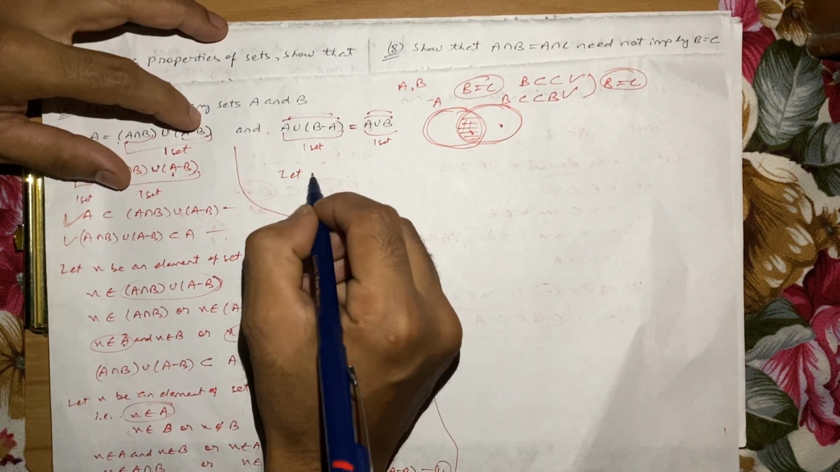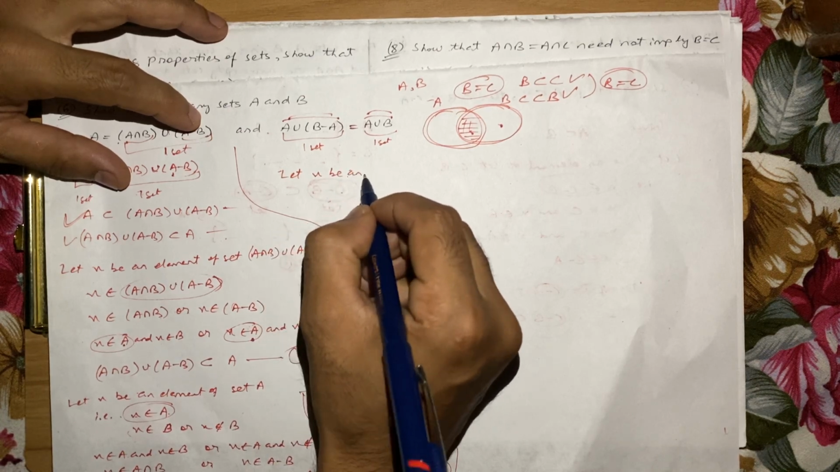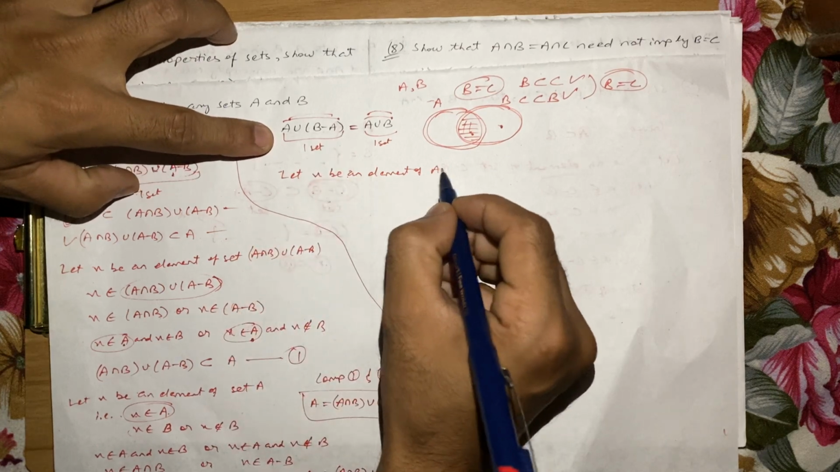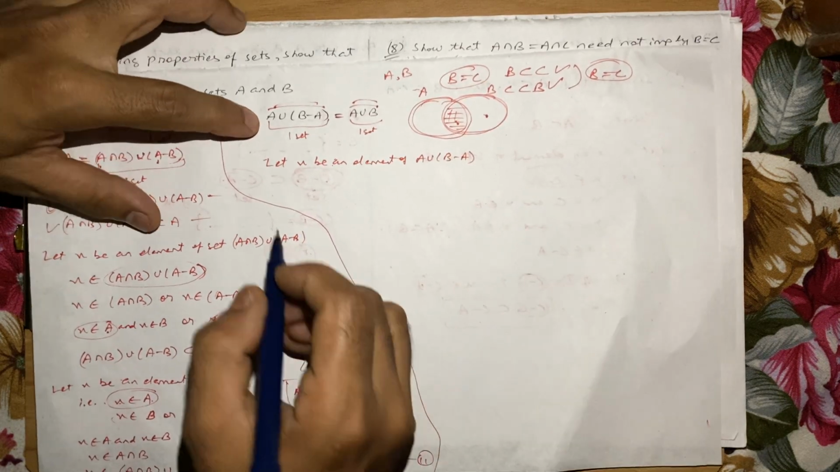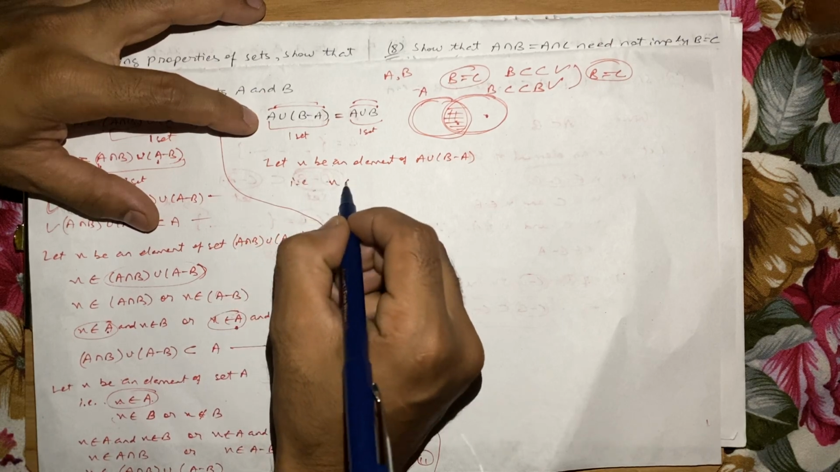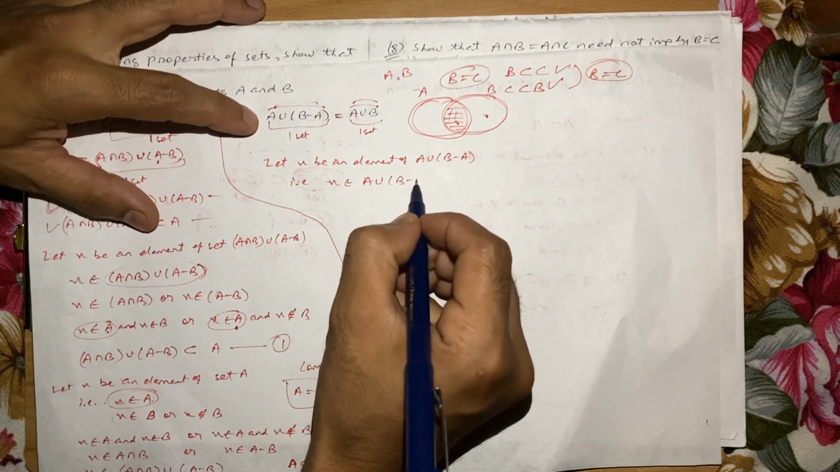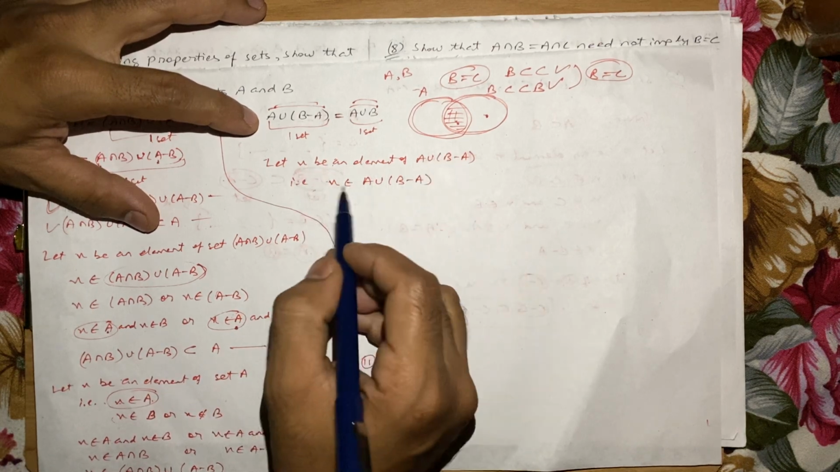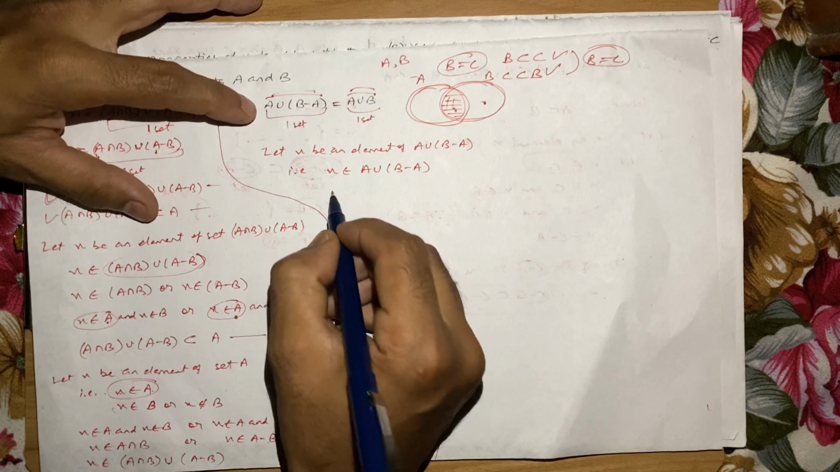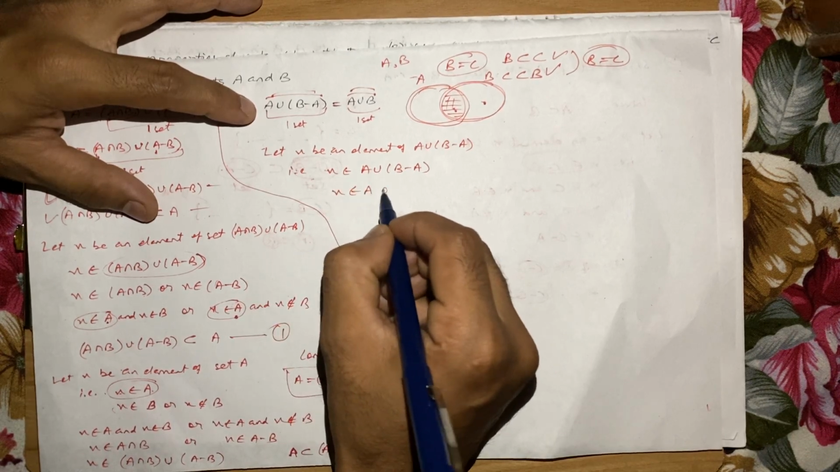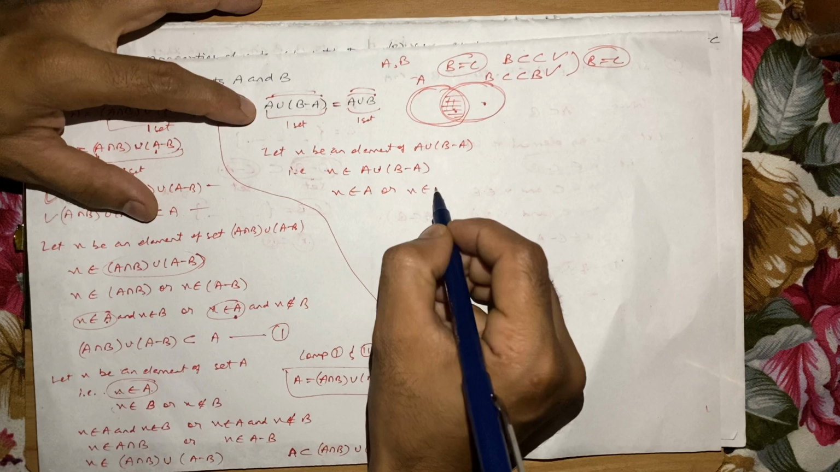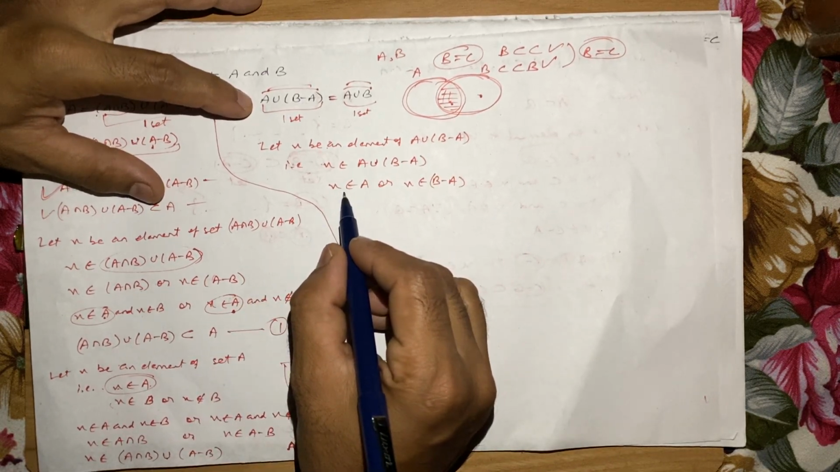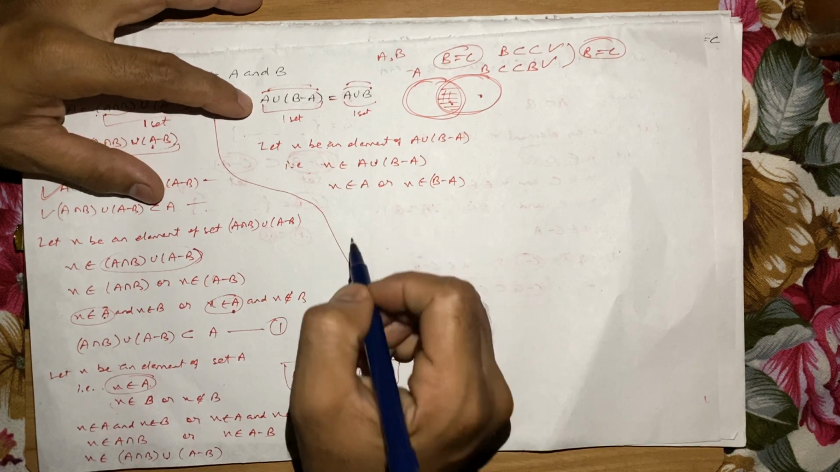Let X be an element of this set, okay? This is one set, A union (B minus A), right? That is, X belongs to A union (B minus A). I can say that, because I have assumed X to be an element of this set. So X belongs to this set, right? So I can break it down. X belongs to A, or, union means or, X belongs to B minus A, right? Now here it says X belongs to A or X belongs to B minus A.